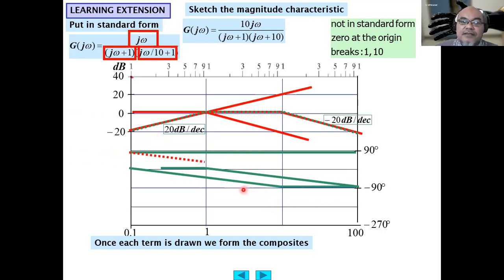For the phase characteristic between 0.1 and 1, this is 90 degrees, this is 0 degrees. So we have decreasing minus 45 degrees per decade here, so it will decrease from 90 degrees until 45 degrees. And after that, it decreases further here. Then after that this is combined, with this being minus 90 degrees per decade, while this one becomes minus 45 degrees per decade again.